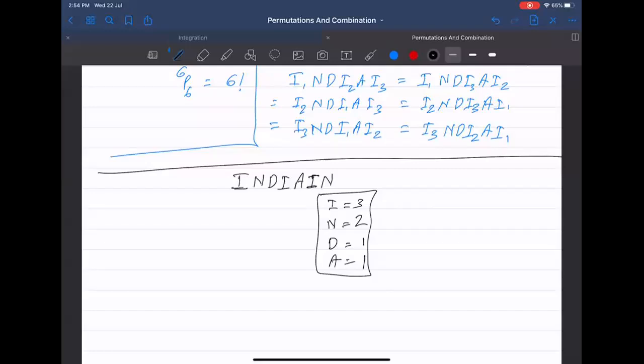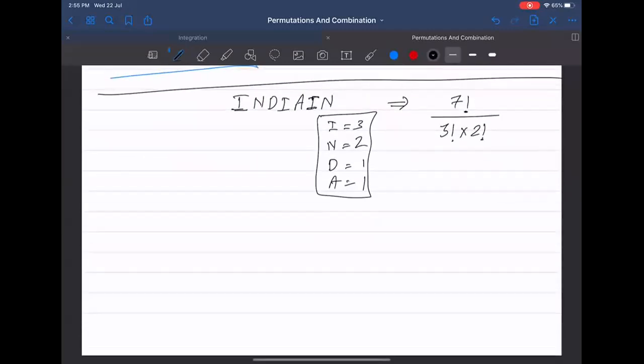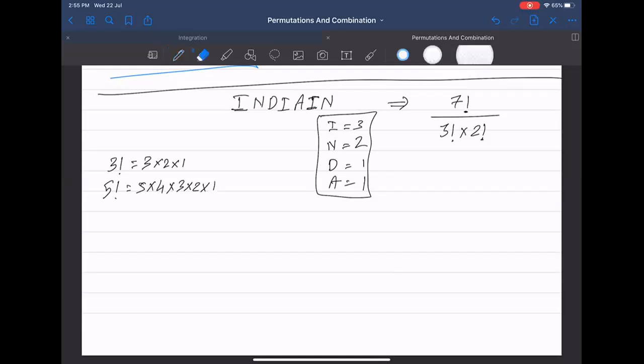Okay, so it is a 7-letter word. How will we arrange it? 7 factorial. But something should be divided. What should be divided? 3 factorial and 2 factorial. Very good. For any new student: 3 factorial means 3 into 2 into 1, 5 factorial means 5 into 4 into 3 into 2 into 1, and so on. So this many ways you can arrange.